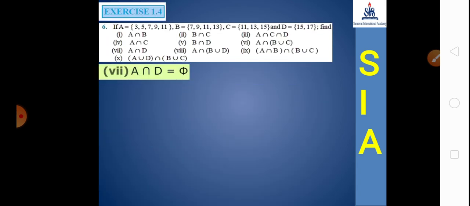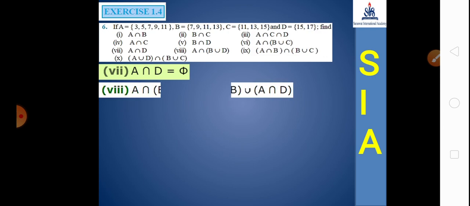Continue. Seventh one. A intersection D. It is nothing common. So my answer is null set.